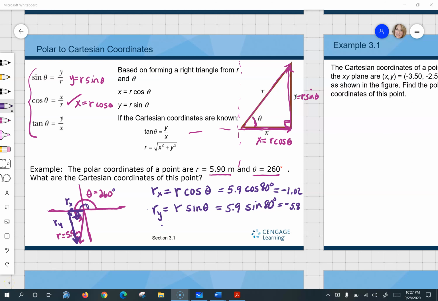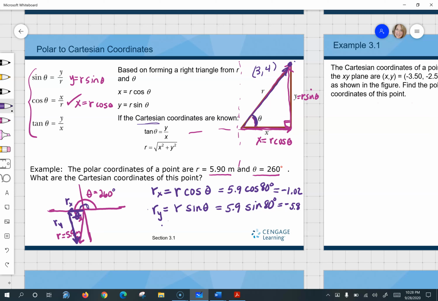You can also go, if you know the Cartesian coordinates of this point, let's say this point is at 3, 4. It's really easy to get the magnitude of this r vector with the Pythagorean theorem, and then the inverse tangent to get this angle here. So let's use that as an example.